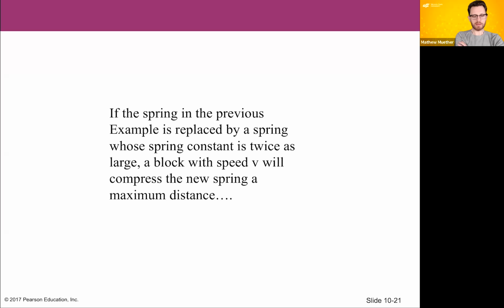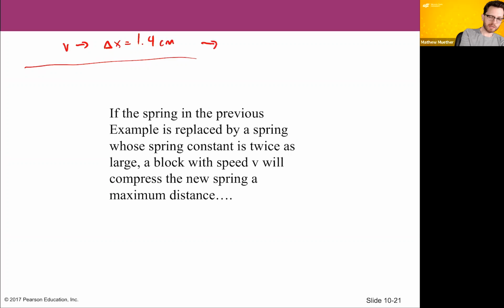What happens if I have that same problem and I'm going to replace the spring now with a spring whose spring constant is twice as large? How much will that block that's going at speed v compress the spring by? So we saw that the first case I had a block going at v produced a delta X that was equal to 1.4 centimeters. Okay. If I double the spring constant, what's going to happen to the squeeze?